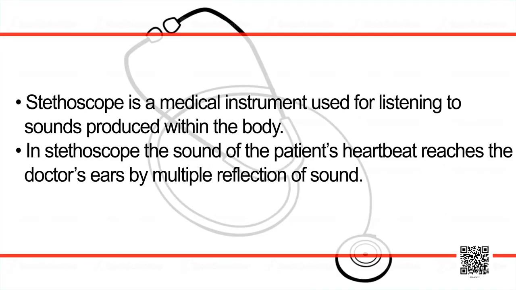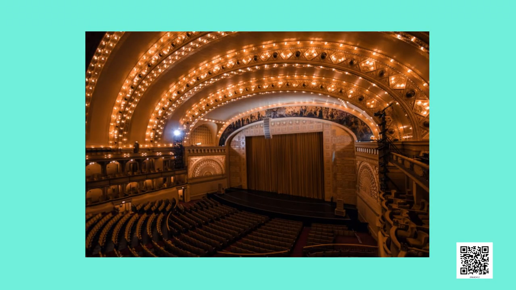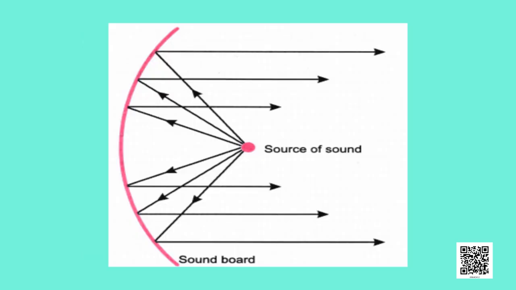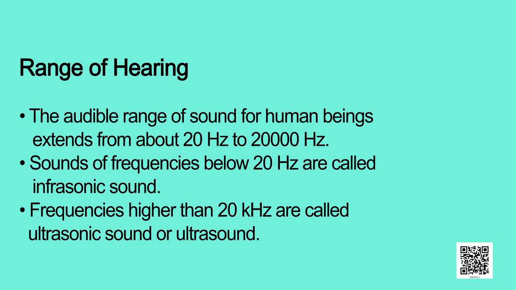Stethoscope is a medical instrument used for listening to sounds produced within the body. In stethoscopes, the sound of the patient's heartbeat reaches the doctor's ears by multiple reflection of sound. Megaphones or loud hailers have a tube followed by a conical opening. They reflect sound successively to guide most of the sound waves from the source in the forward direction towards the audience. Generally, the ceilings of concert halls, conference halls, and cinema halls are curved so that sound after reflection reaches all corners of the hall. Range of hearing.